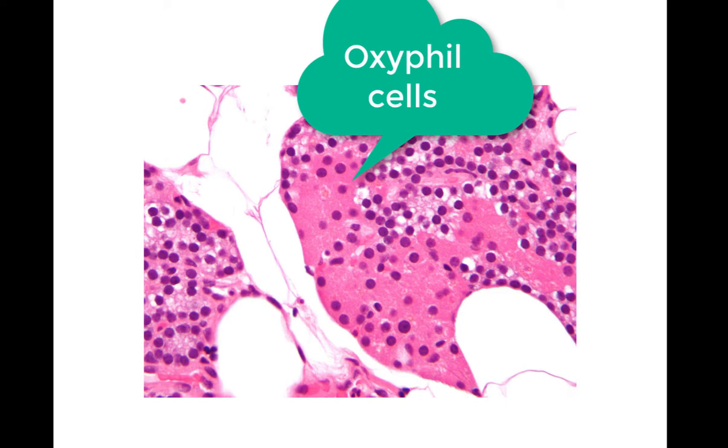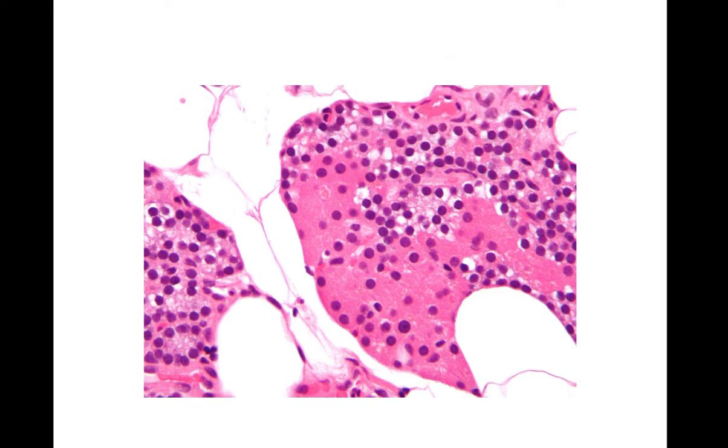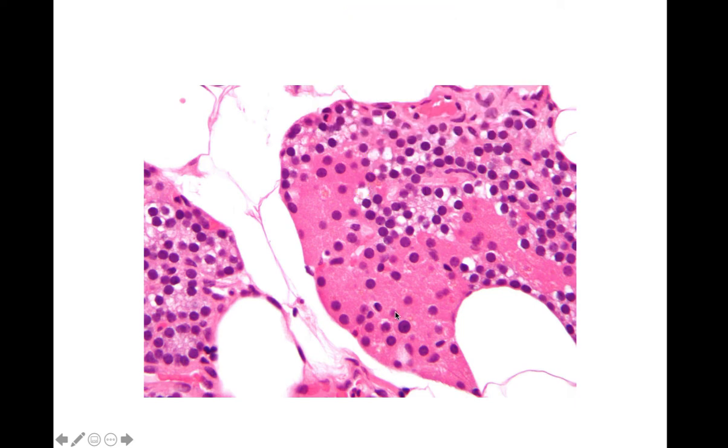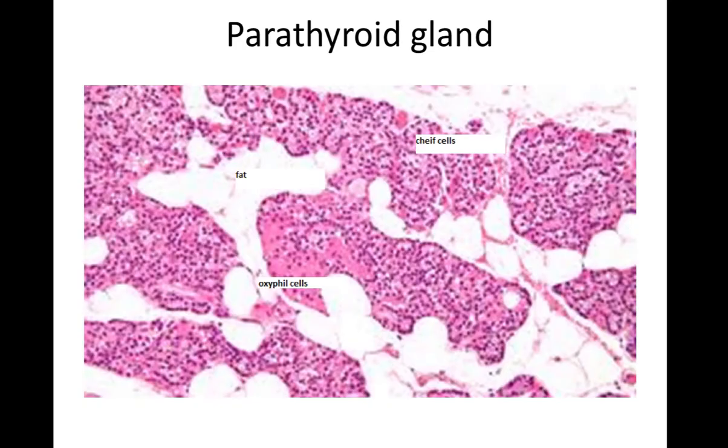And as you know, this abundant cytoplasm is pinkish because it contains many mitochondria. The function of the oxyphil cells in the parathyroid gland is not known. However, we think probably it plays a role in increased parathyroid hormone production in cases of hyperparathyroidism.